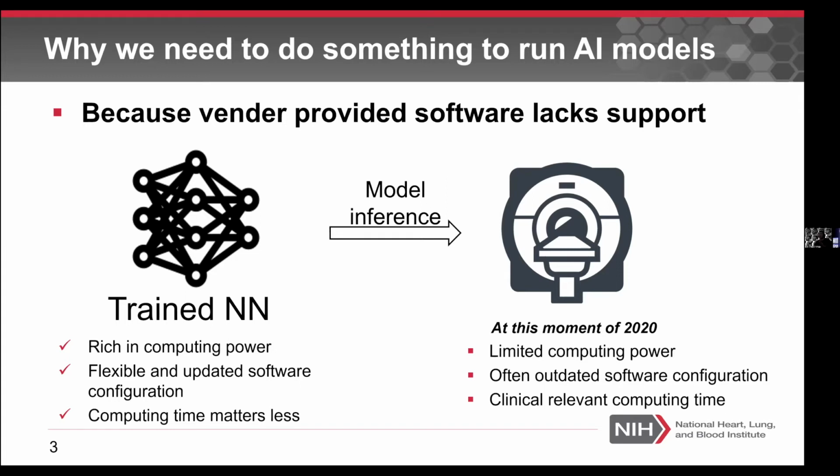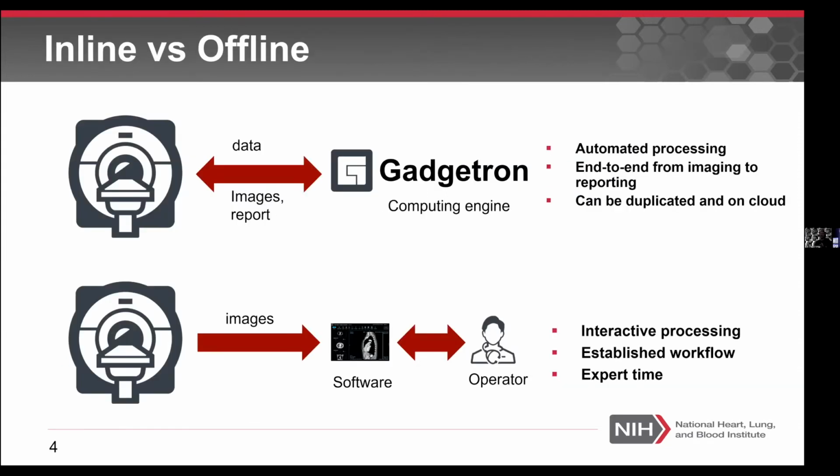For those devices, they have limited computing power and, more seriously, the software version is so outdated that we just can't run the newer AI software frameworks there. And to make this whole thing useful, the model inference has to be done in a clinically relevant time. It cannot be too long. So it's still not so easy to deploy neural net models to the imaging workflow. This comes to what Gadgetron can offer.